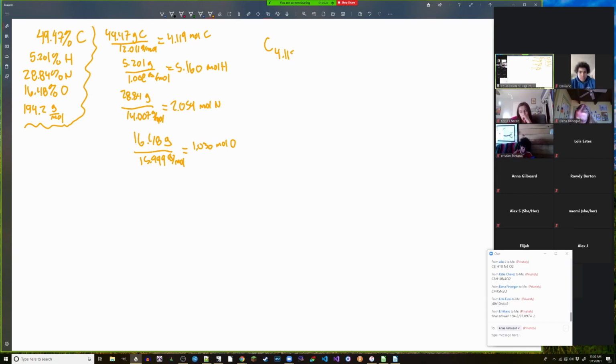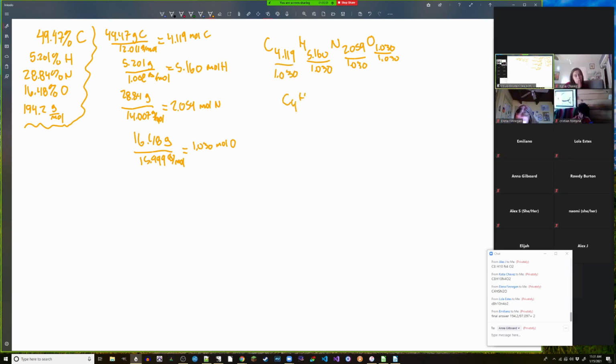So we divide by the smallest, the 1.030. And with various rounding, we get to C4H5N2O. Given that this is 1.03, it's going to be really close to these numbers already. So that's all we've got.